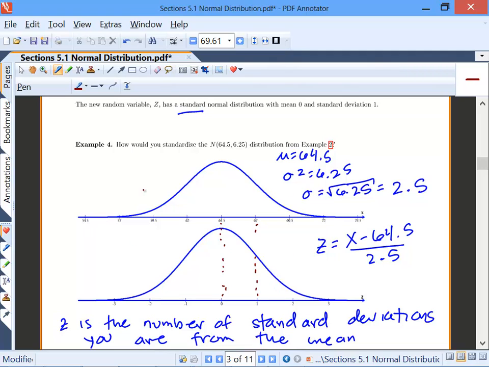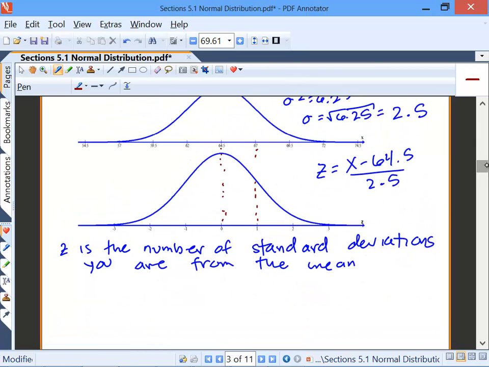So these are all the numbers we found in the previous example. 69.5 was 2 standard deviations above the mean. 72 is 3 standard deviations above the mean. Notice if you want to go to 62, you're 1 standard deviation below the mean, so we put z is negative 1. 59.5, z is negative 2.